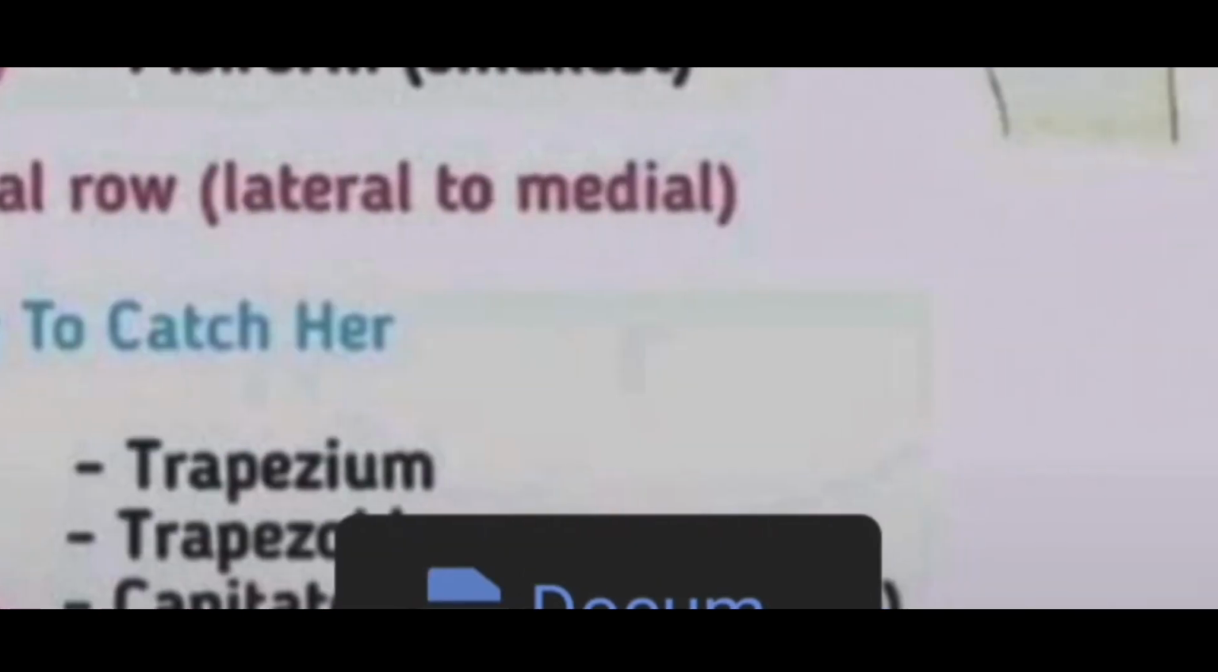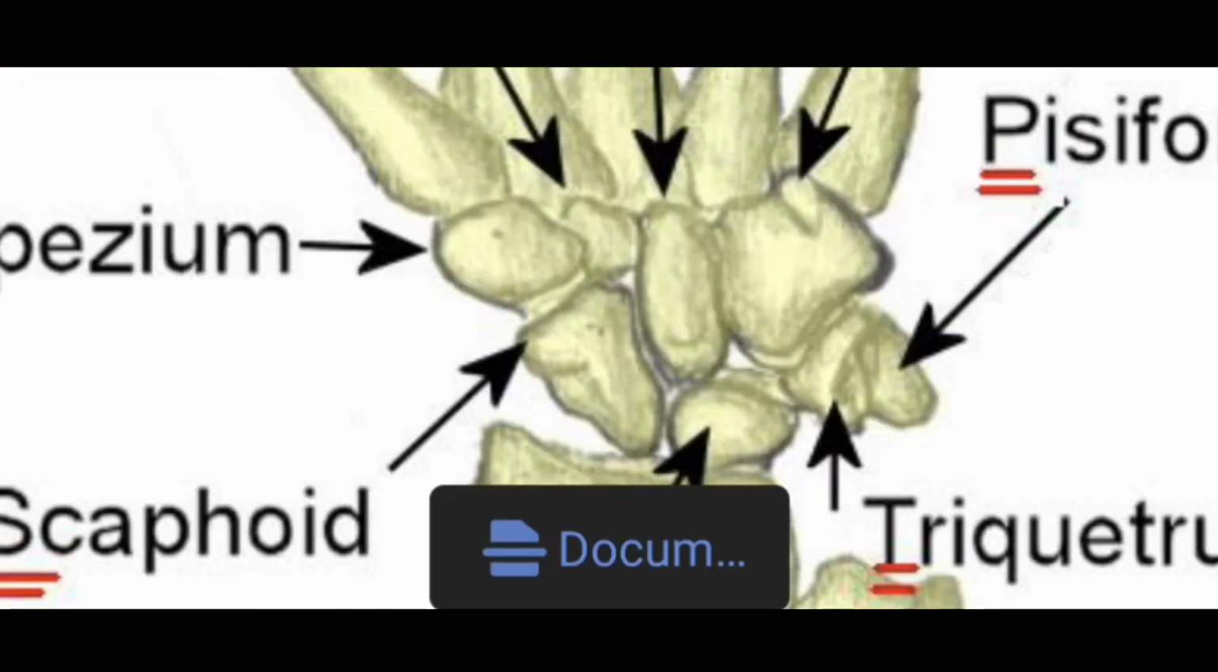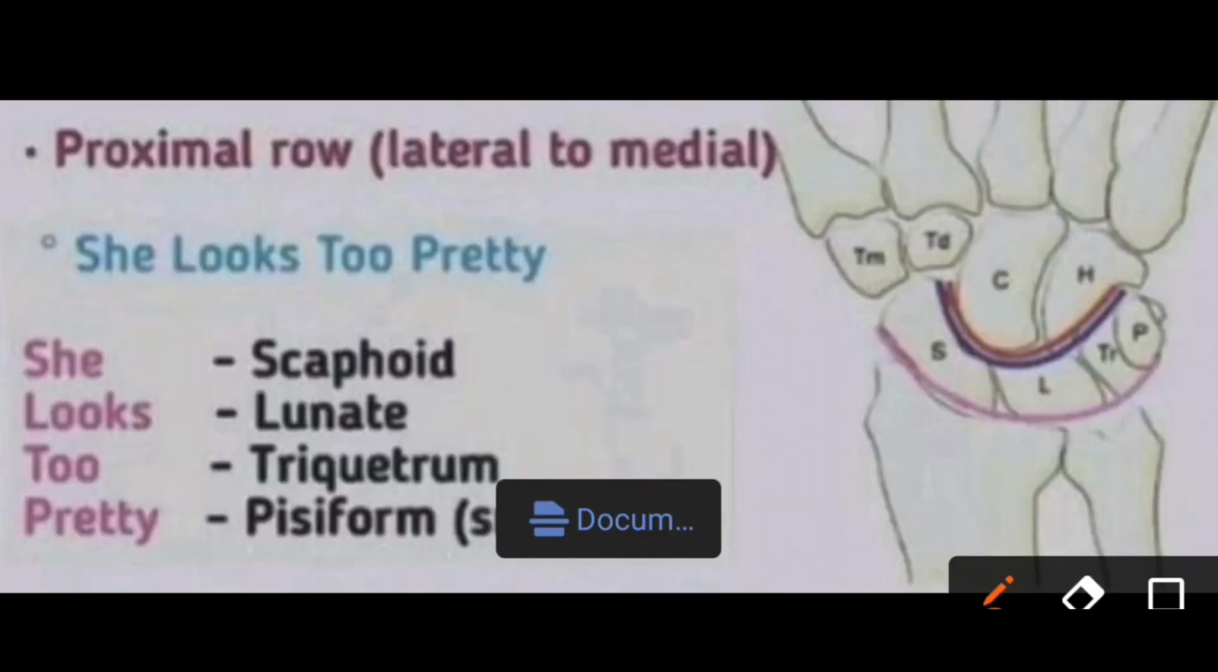So the bones of the wrist are divided into two rows. You can see over here, one is the proximal row and the other is the distal row. The proximal row is made of 4 bones, while the distal row is also made of 4 bones. So the proximal row is made of 4 bones, and you can see over here, this is the lateral of the hand and this is the medial of the hand.